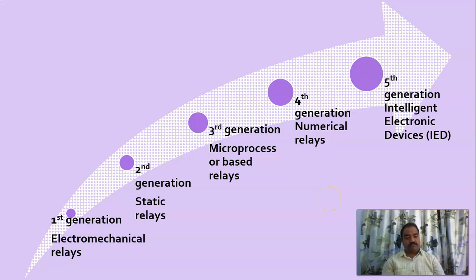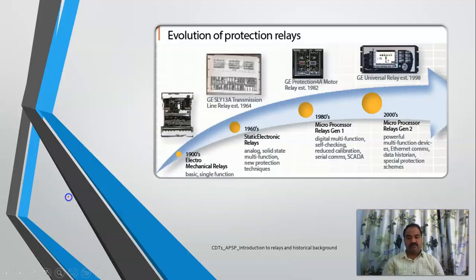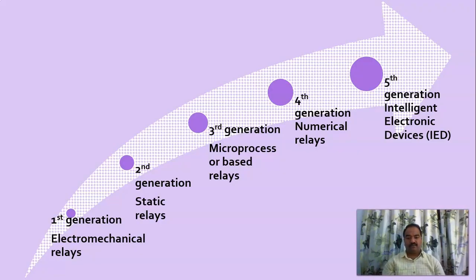Moving on to one more classification, which engineers in the recent past are employing: electromechanical relays are considered to be the first generation relays, as mentioned here. The second generation is the static relays, which do employ diodes, transistors, and ICs.